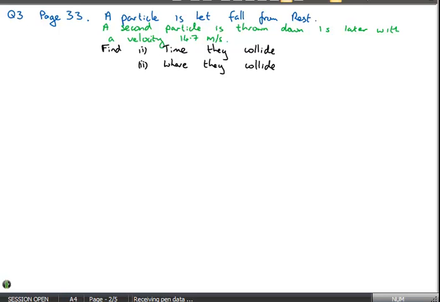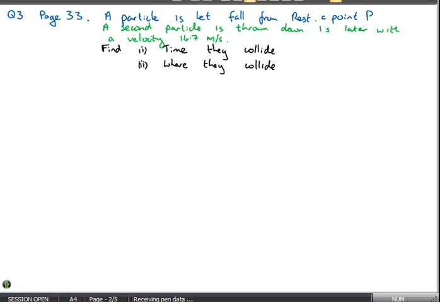A particle is let fall from rest from a point P. And then a second later, a second particle is thrown down with a velocity of 14.7 meters per second. We're asked to find the time they collide and where they collide.